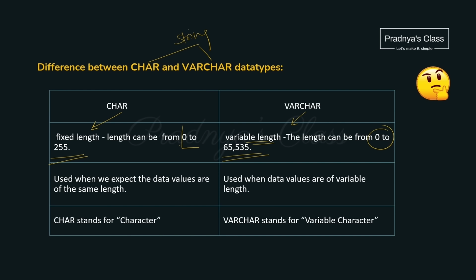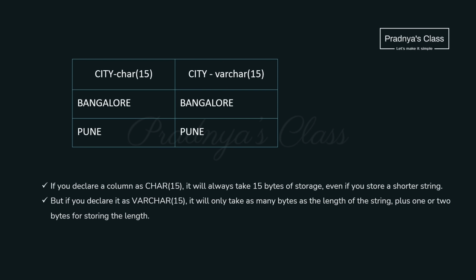When we want to store values of same length, generally we go with character. But if it is of variable length, then we can use varchar. It will be easy with this simple example. Suppose there are two different columns which are storing city. Here we have mentioned character data type, and for this we have taken varchar. Look at the values. These are also same.